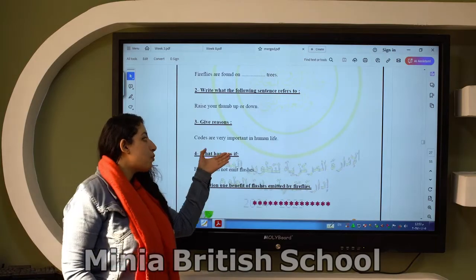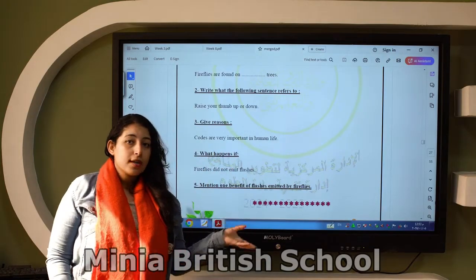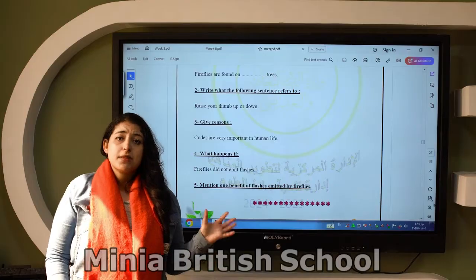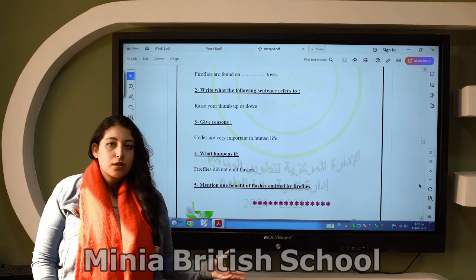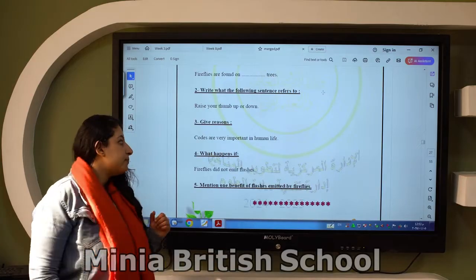Codes are very important in human life. Why? Because each code has a meaning to communicate with each other, to let humans communicate with each other.